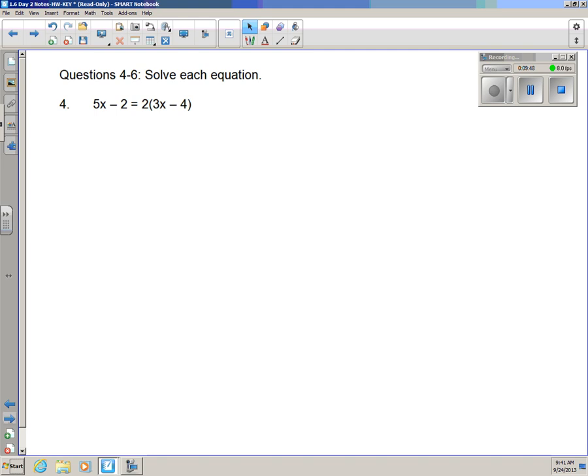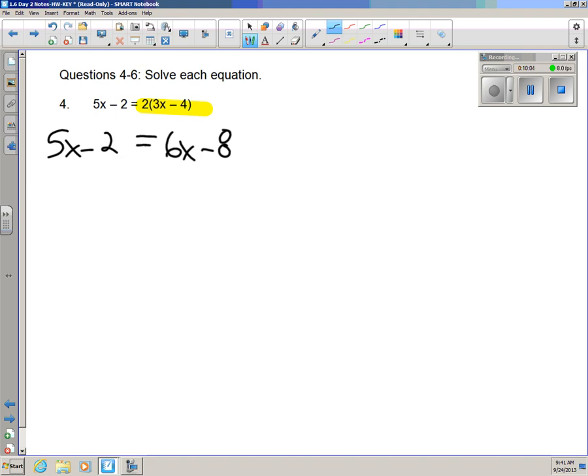Alrighty. So let's start solving some equations. Again, don't forget about the distributive property because it may apply. So distributive property is happening. It's happening on the right. It becomes 6x minus 8. On the left, 5x minus 2.